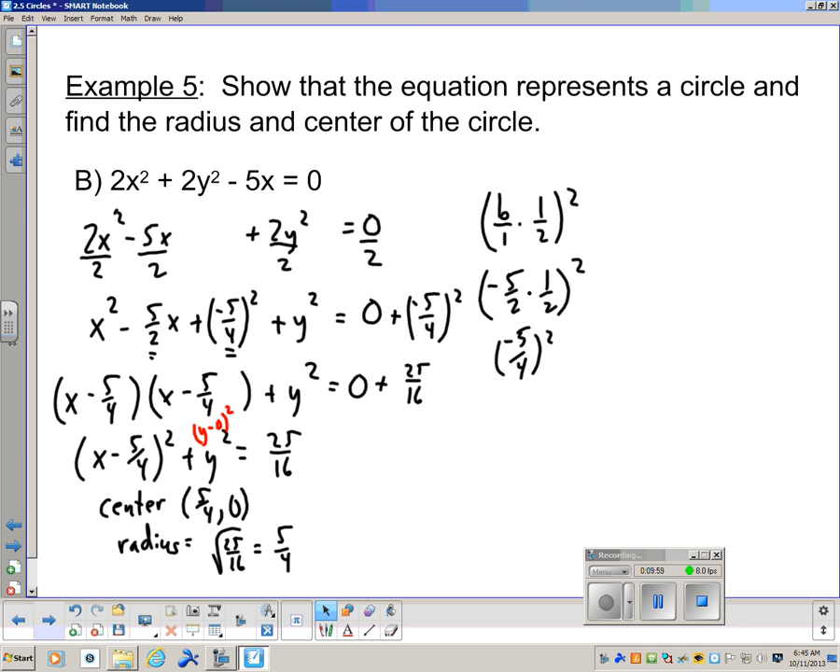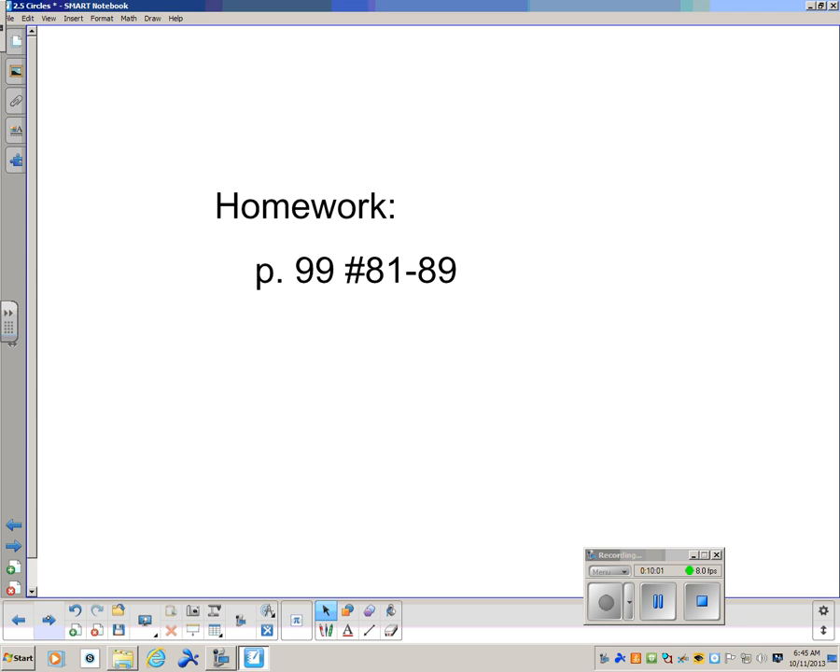So done 2 of those. Let's go ahead and have you work on your homework here, page 99, numbers 81 through 89, and then you've got a short 2-5 worksheet as well to do. So have at that.